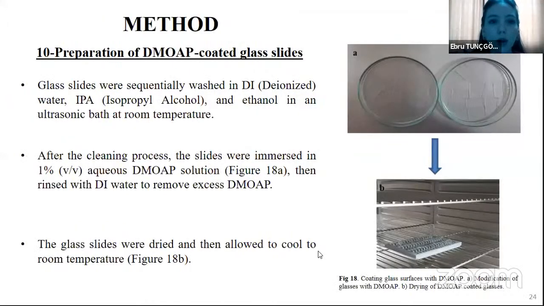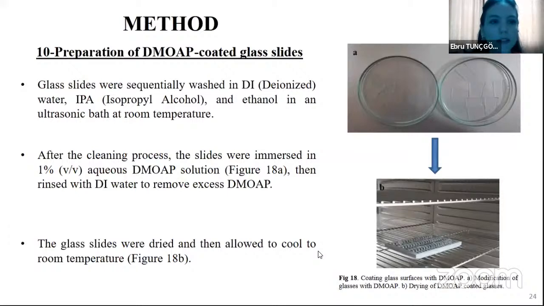Preparation of the DMAP coated glass slides. Glass slides were sequentially washed in deionized water, IPA (isopropyl alcohol), and ethanol in an ultrasonic bath at room temperature. After the sonication process, the slides were immersed in the aqueous DMAP solution. Then they were rinsed with deionized water to remove the excess DMAP. The glass slides were dried and allowed to cool to room temperature.